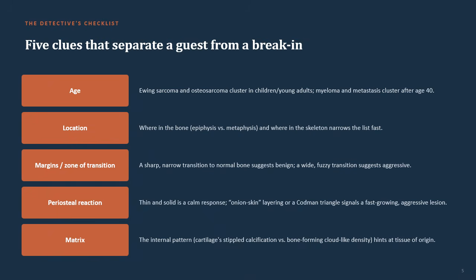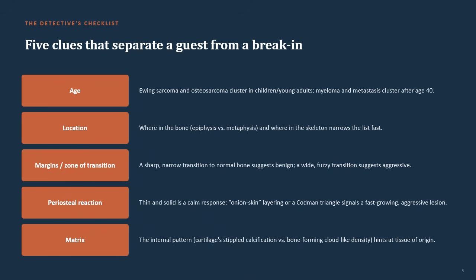So first thing we're going to do is look at age. So Ewing sarcoma and osteosarcoma are clusters that usually happen in children and young adults. And myeloma and metastasis typically are clusters that happen after the age of 40.